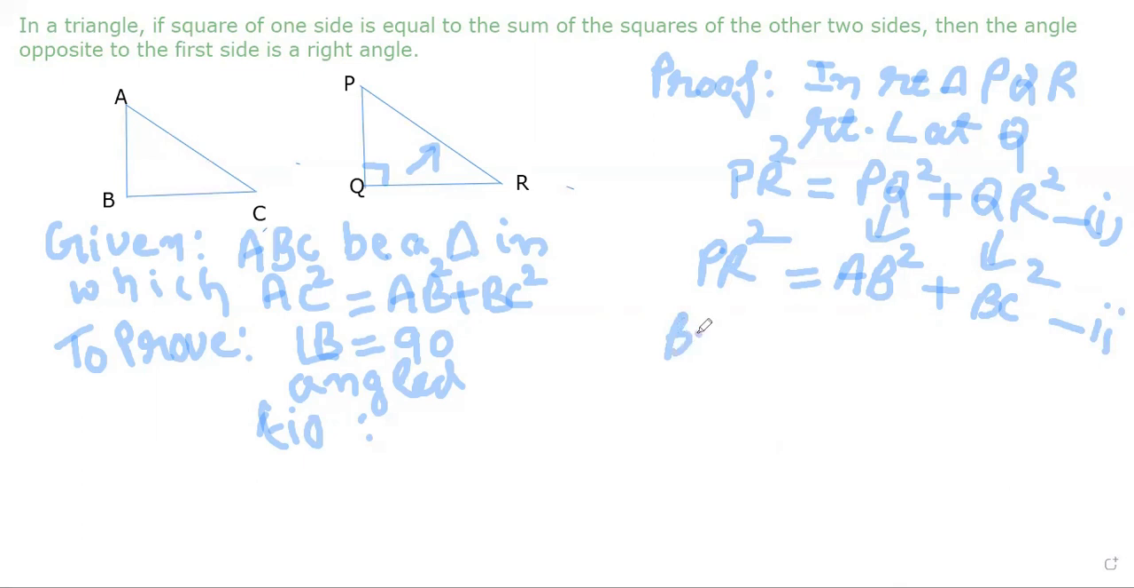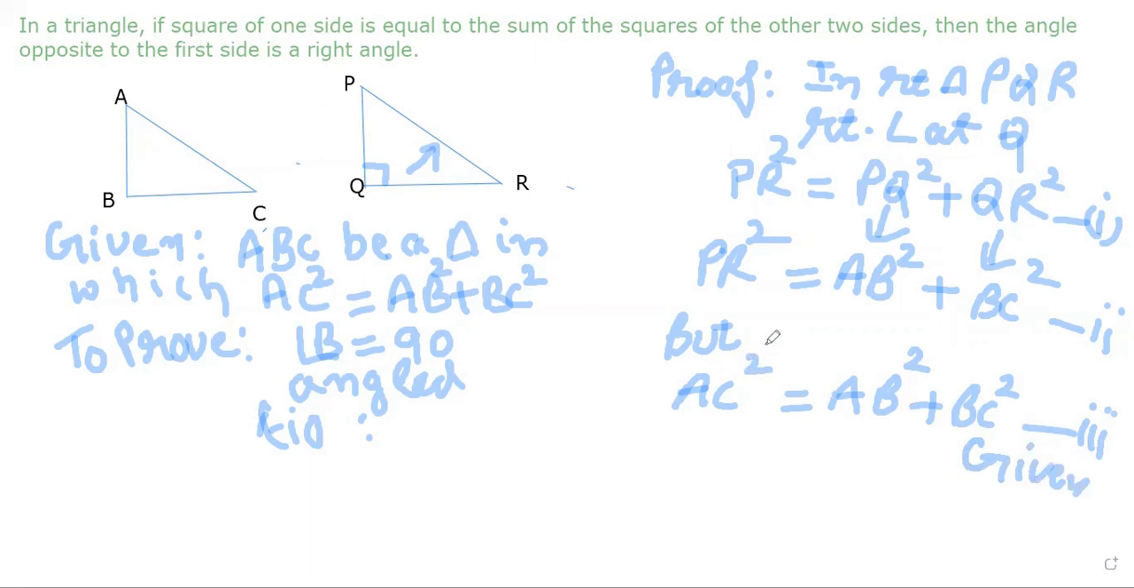But in the beginning, it is given that the square of one side is equal to the sum of the squares of the other two sides. As a result, we have been given that AC square is equal to AB square plus BC square. We can assume this is number three. We can write here, given.